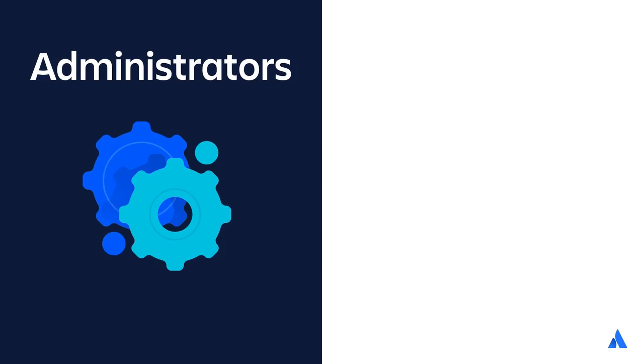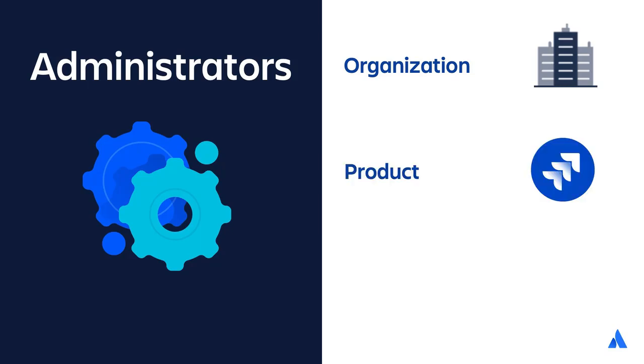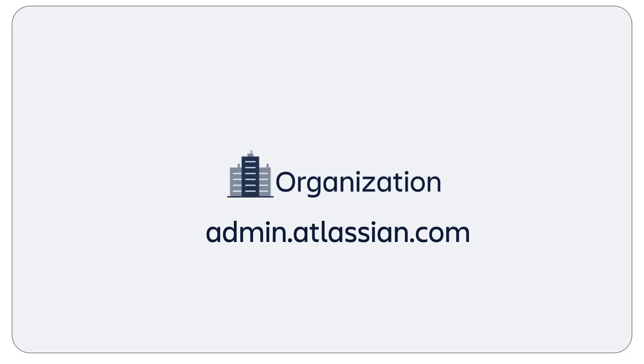There are 3 levels of administration. The highest level of administrator is the organization administrator. Next is the product administrator. Then finally the user with the lowest level of administration privilege, the project administrator. We'll start with the highest level of administrator.